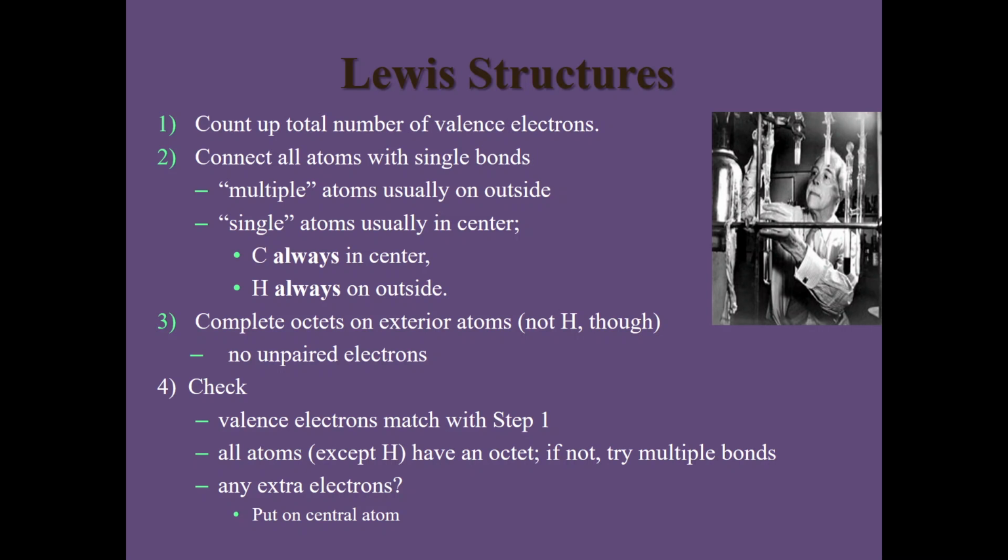And then we check valence electrons match with step 1. All atoms except hydrogen have octet. If not, try multiple bonds. And then if we have any extra electrons, put them on the central atom. This method I don't really like. Basically it is guesswork. I like actually keeping track of all the atoms, all the electrons from each atom.